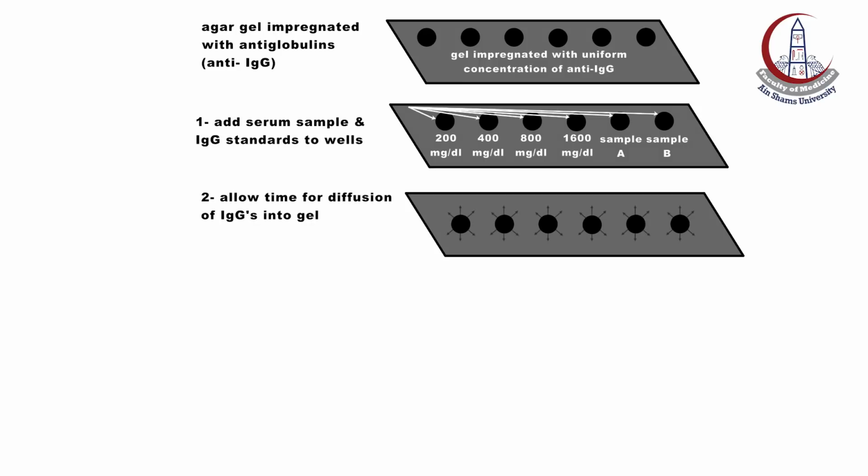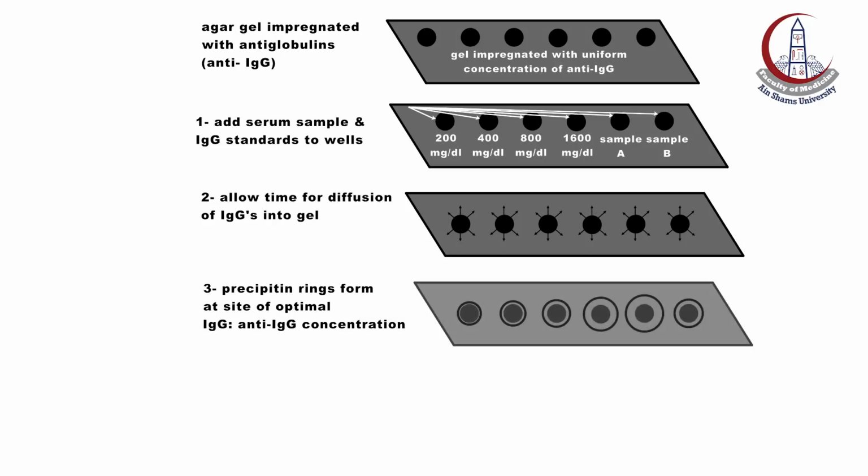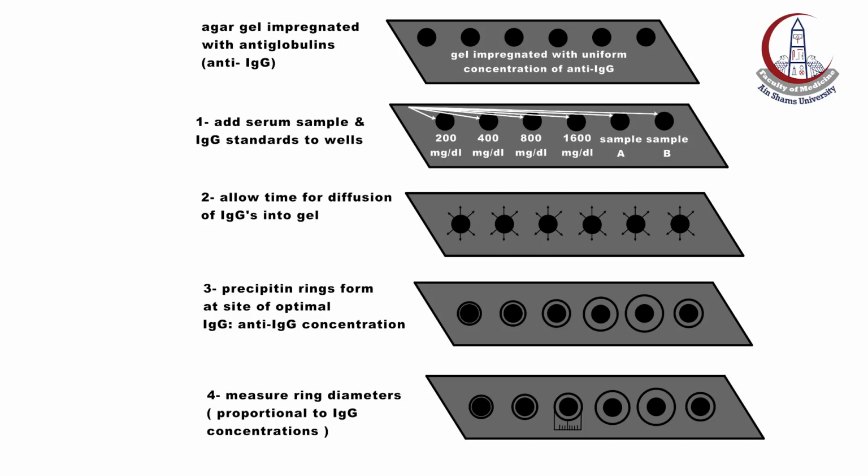You allow time for diffusion of the antigens into the wells, and precipitation lines form depending on the concentration of the antigen. You can see that the first 4 wells demonstrate increasing ring diameter as the antigen concentration is increased. A curve is then prepared, correlating the ring sizes with the concentration of the tested antigens. And the size of precipitation rings formed around the tested samples can also be measured, placed on the curve, and the resulting antigen concentration is read off of the curve.